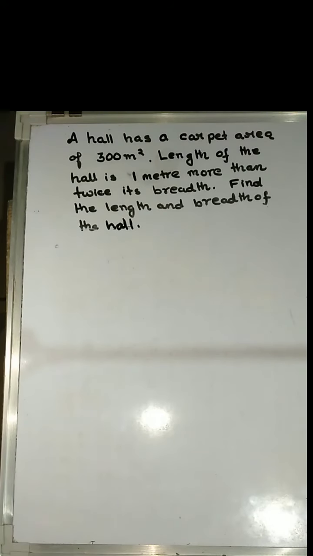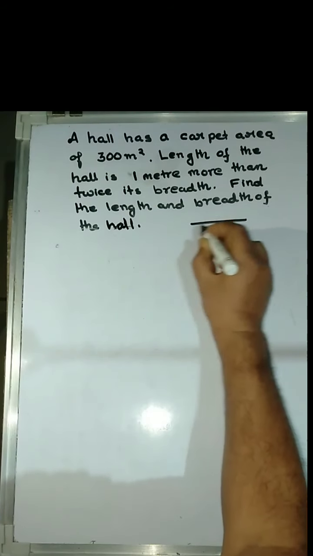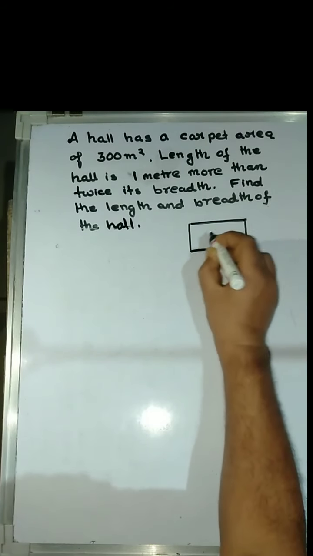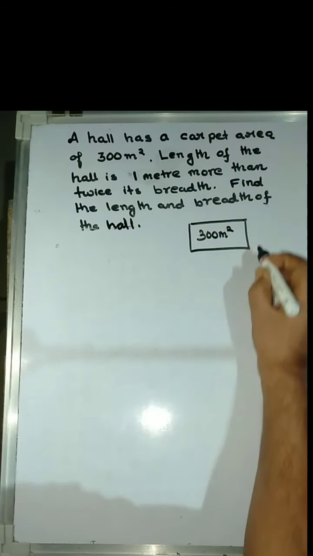We continue again with quadratic equations, and today we are going to do something different. I am taking a question right from the beginning of the chapter on quadratic equations, where they talk about a hall which has a carpet area of 300 meters square. The length of the hall is 1 meter more than twice the breadth, so we need to draw or visualize that. So simply draw that, write 300 meters square, which shows your carpet area.